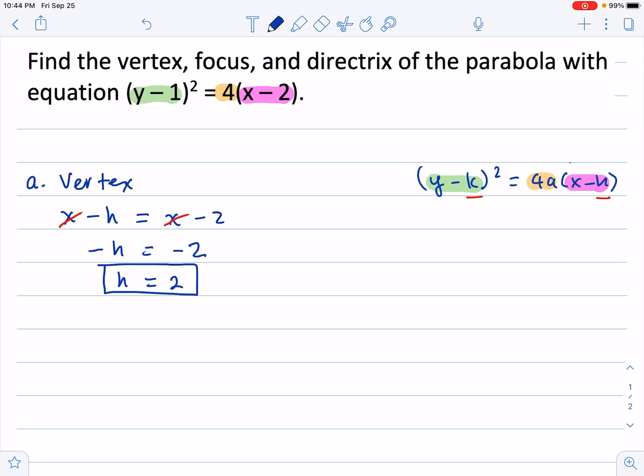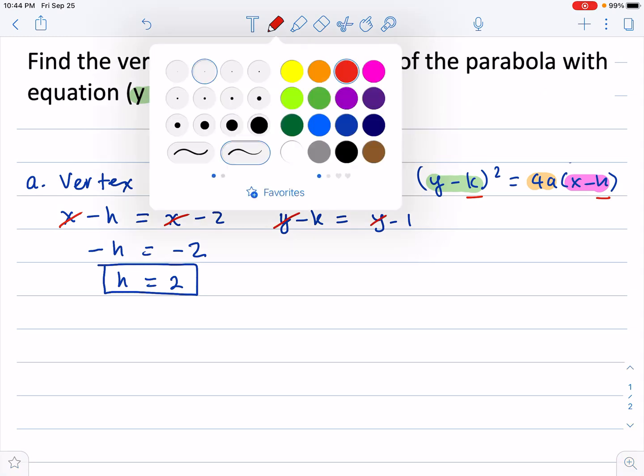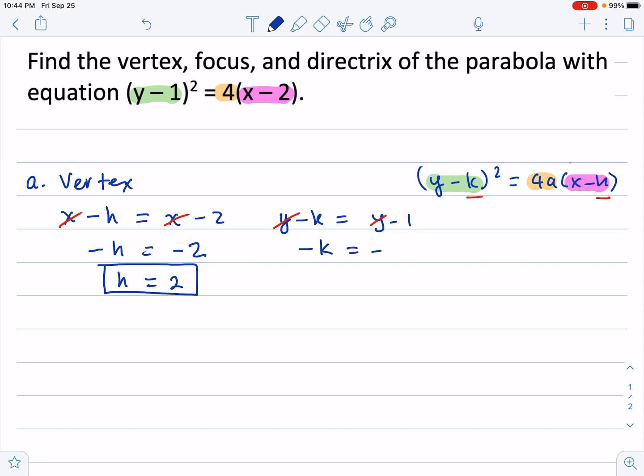Now for k, we have y minus k is equal to y minus 1. And again, we can subtract y from both sides, and this gives us negative k is equal to negative 1. At gusto rin natin na positive yung k, so k is equal to 1. We also multiplied both sides of the equation by negative 1. Alright, so alam na natin yung hk, yung vertex, which is (2, 1).